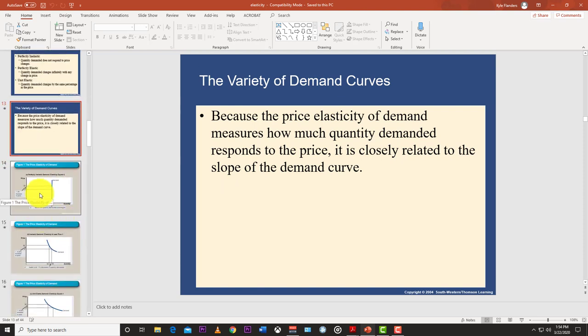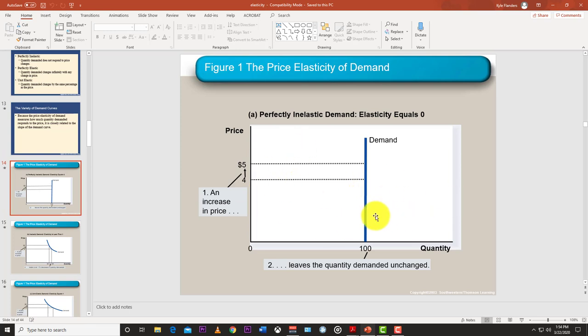So let's look at it graphically now. This graph represents perfectly inelastic demand, where elasticity is equal to zero. The price goes up, and the quantity demanded is unchanged. Like I said, with the diabetes medicine, you have to take your dosage no matter what. So the price goes up, you still have to buy the same. Price goes down, you still have to buy the same. So your demand is not really going to change, and so you have perfectly inelastic demand right here.